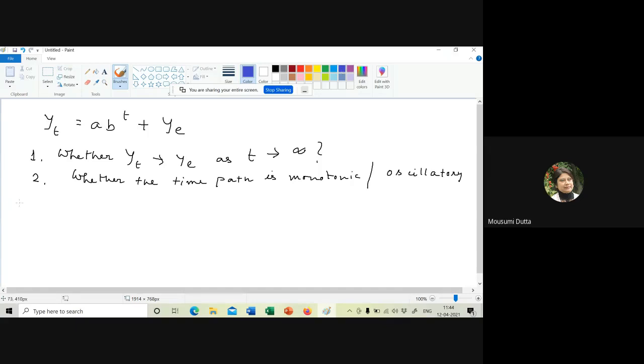So to address the first question, starting from any off equilibrium position, I'm writing yt will move towards ye as t tends to infinity if and only if the absolute value of b is less than 1.